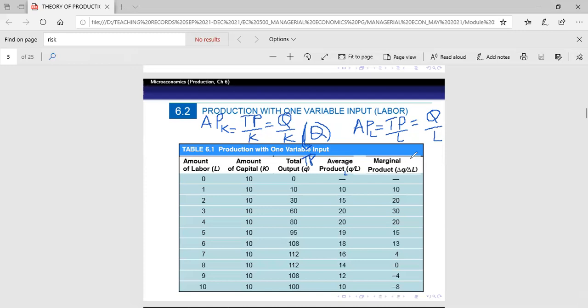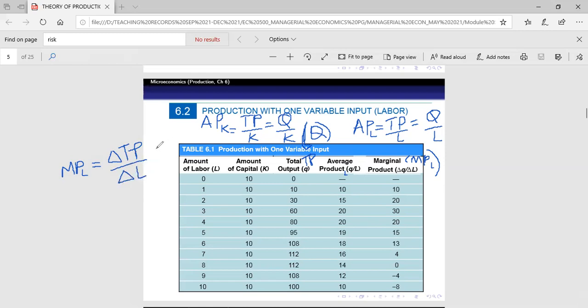Of course, now here, since it is labor, it is marginal product of labor. But it can also be marginal product of capital. Here we are calculating marginal products of labor, but it can also be a marginal product of capital. So MPL will be marginal product of labor, and the marginal product of labor will be given by change in total product over change in labor.